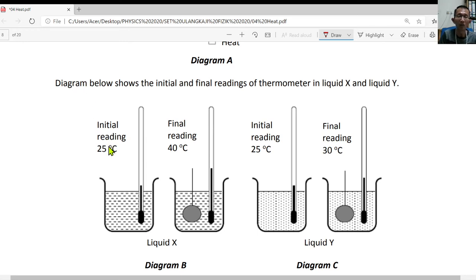The initial reading on the thermometer of this liquid here is 25. The final reading is 40. So I can see that the difference in the temperature is about 15, right? Increased by 15 degrees Celsius. But in liquid Y, I can see that the difference in the temperature is only 5 degrees Celsius. So this one increases more, this one increases less. That is from the diagram.